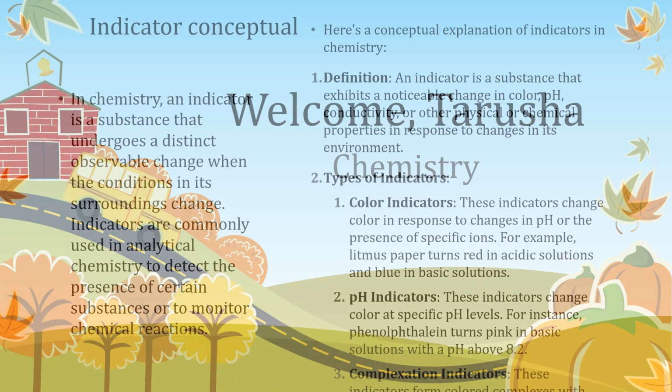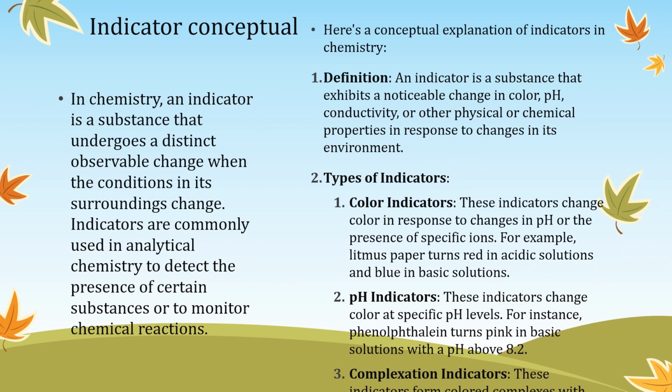Definition: an indicator is a substance that exhibits a noticeable change in color, pH, conductivity, or other physical or chemical properties in response to changes in its environment. Types of indicators. Color indicators. These indicators change color in response to changes in pH or the presence of specific ions. For example, litmus paper turns red in acidic solutions and blue in basic solutions.